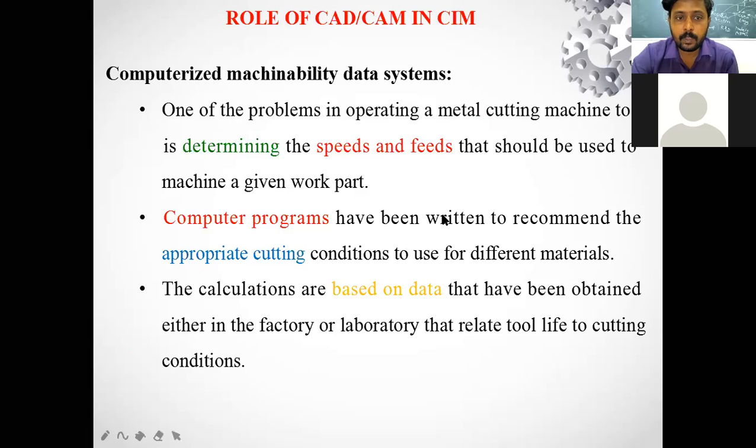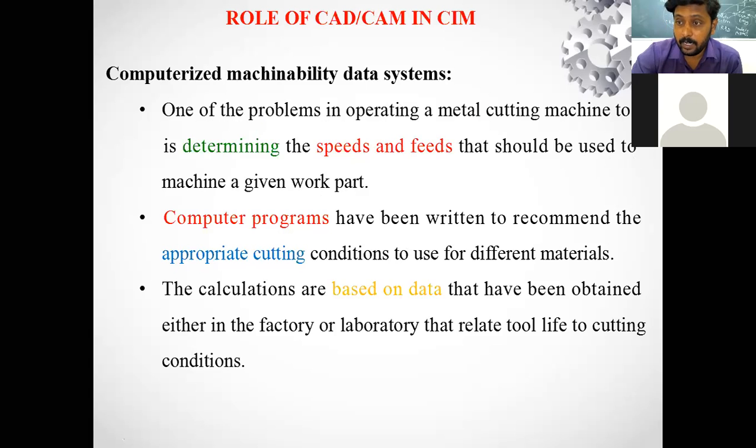Then the third part is computerized machinability data system. This is somewhat different. What happens in that? One of the problems in operating a metal cutting machine tool is determining the speeds and feeds that should be used.